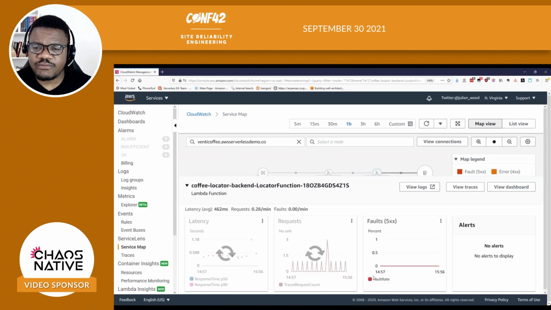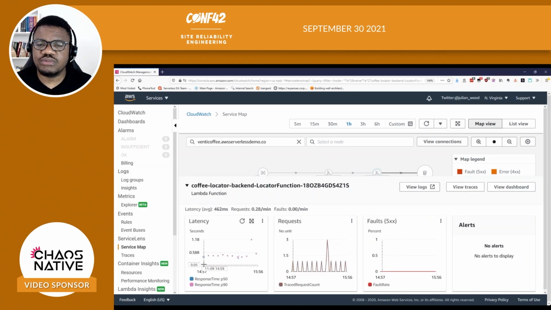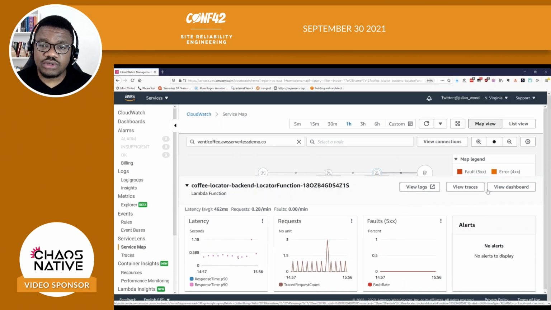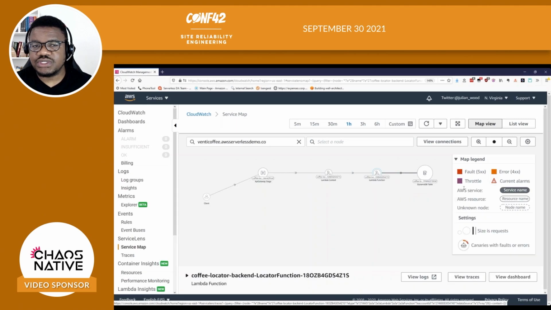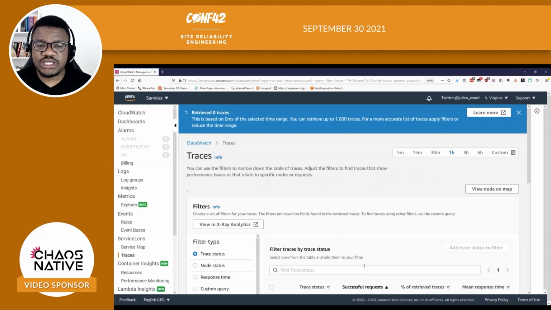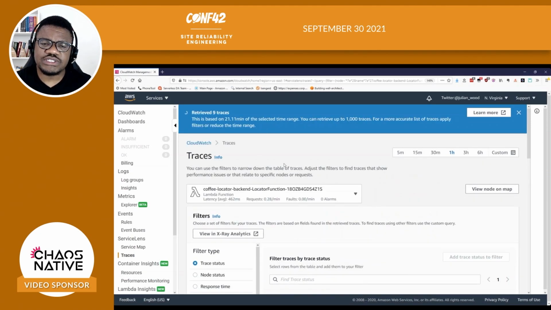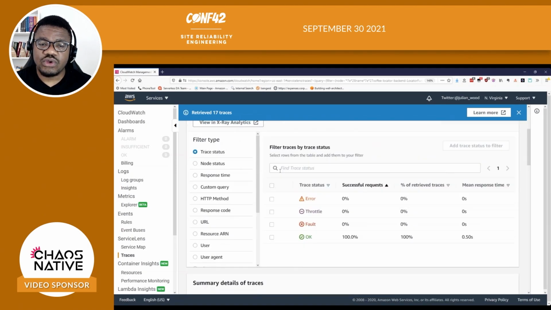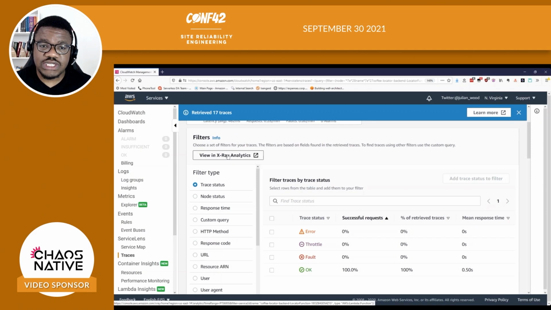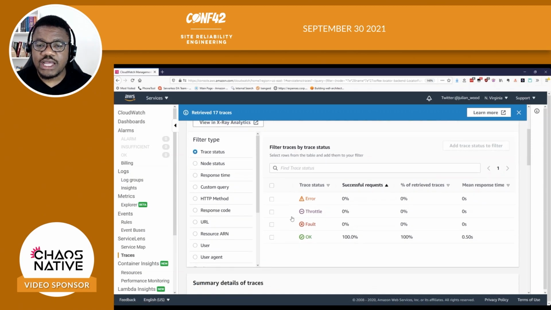You can drill down for that particular Lambda function where you'll start seeing things like the latency, number of requests, and also the faults as well. You'll also be able to drill down to the Lambda logs. You can also view the metrics in the dashboard, and also view the traces. I think traces is where it begins to get interesting because for the trace within the Lambda function, you have filters that you can select to filter the trace. You can filter and also see a very high-level view of the traces.